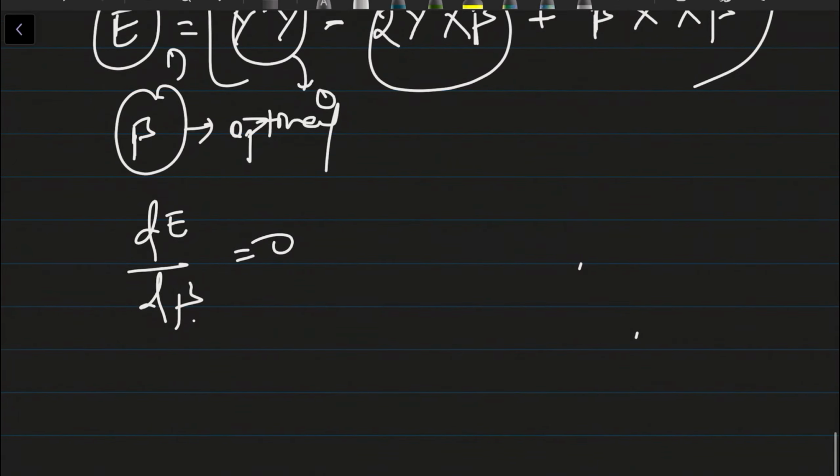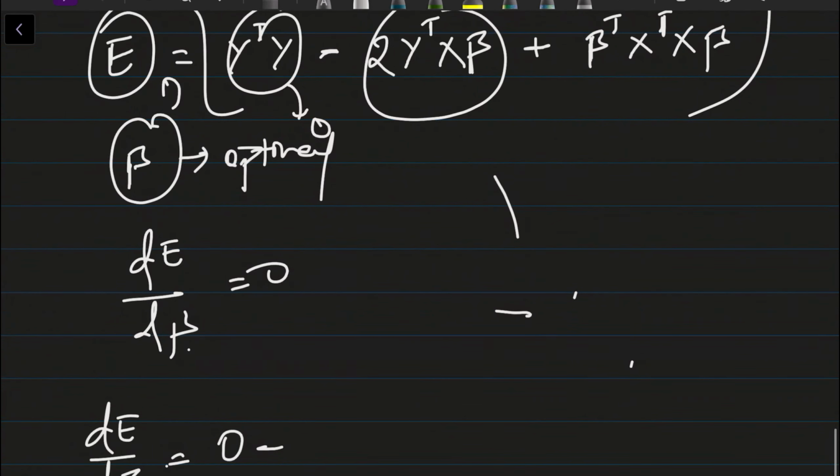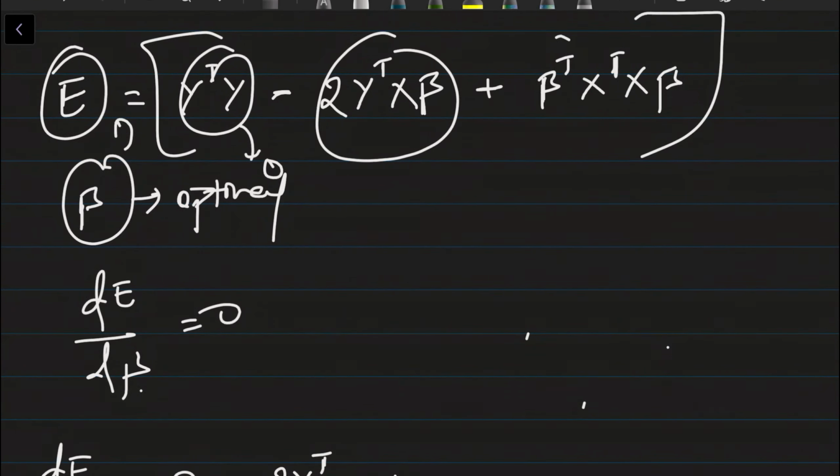With respect to this, the equation becomes minus 2 into Y transpose X. Now we need to differentiate it. The problem here is it has beta transpose. If it contained only beta, then we would have done the same thing as before, but here the beta transpose is there.